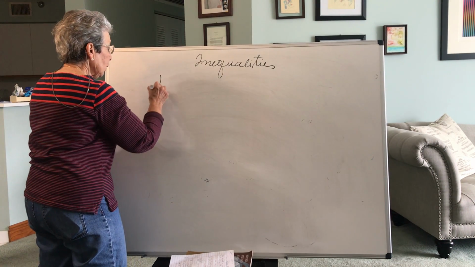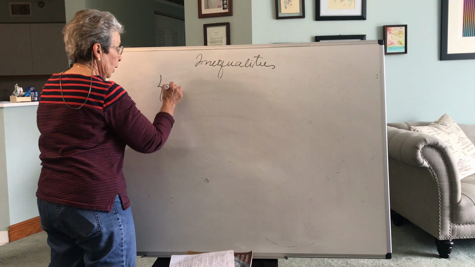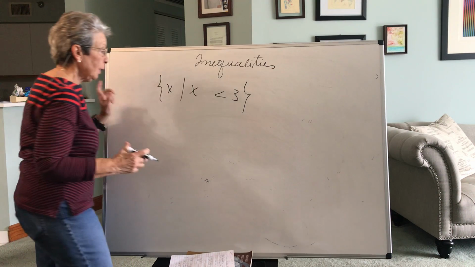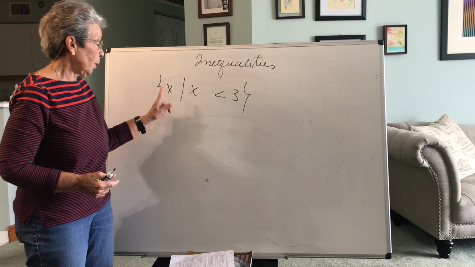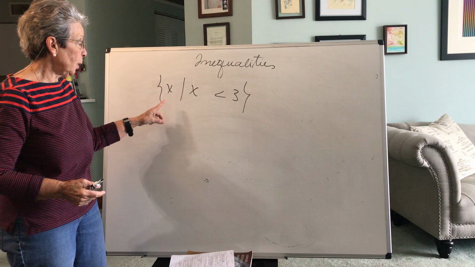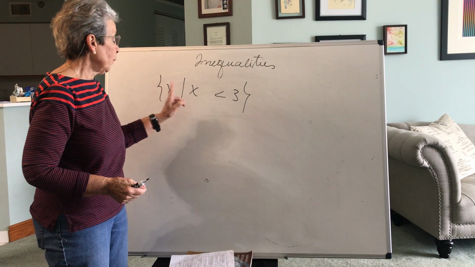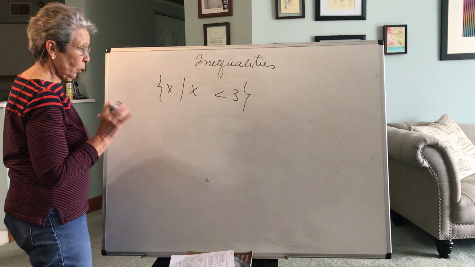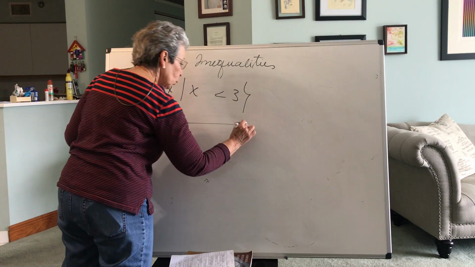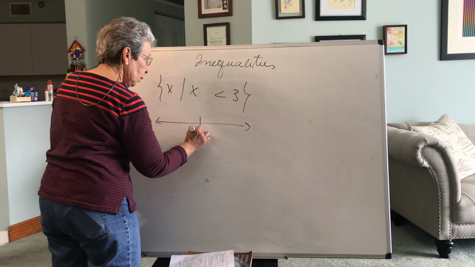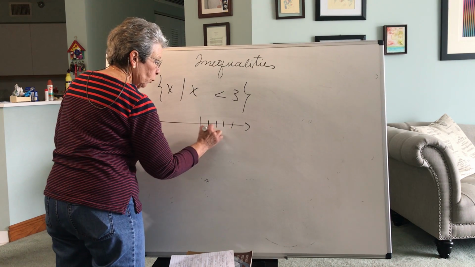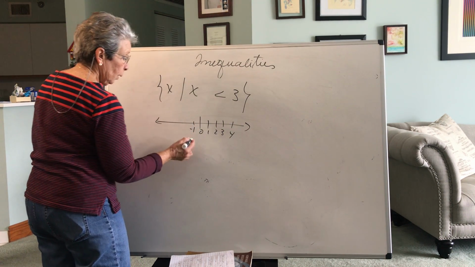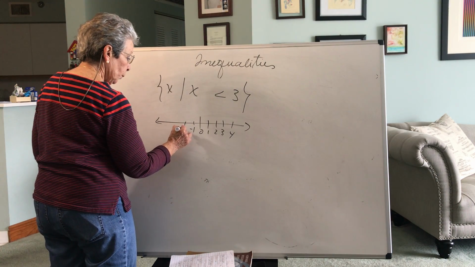This is the solution set: x such that x is less than 3. What does it mean? It's all the numbers on the number line that are less than 3. If you want to represent that on the number line, you go to the number line over here. 0 is in the middle. 1, 2, 3, 4. And to the left of 0 are the negative numbers.